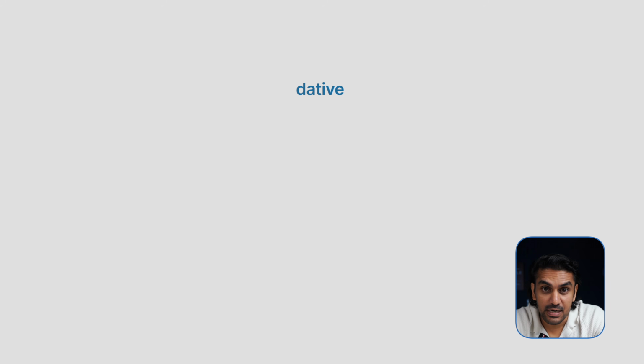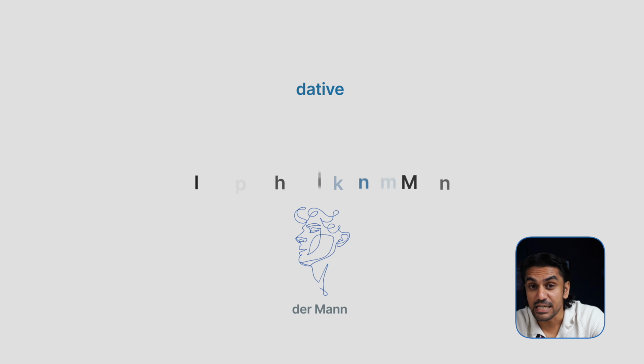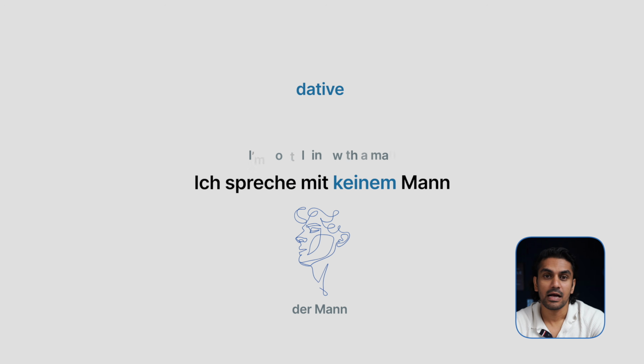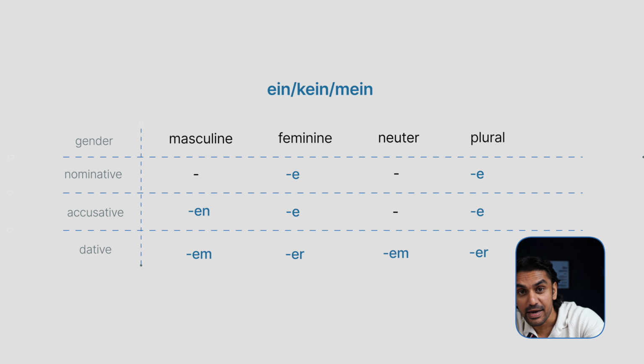And finally with dative, ich spreche mit einem Mann. I'm talking with a man. Ich spreche mit keinem Mann. I'm not talking with a man. Or I'm talking with no man. Here is a complete table with ein, kein and mein across all the cases. And you can see how they all follow the exact same pattern.